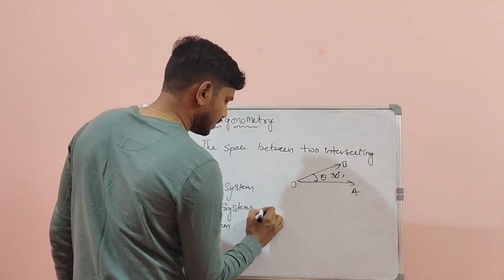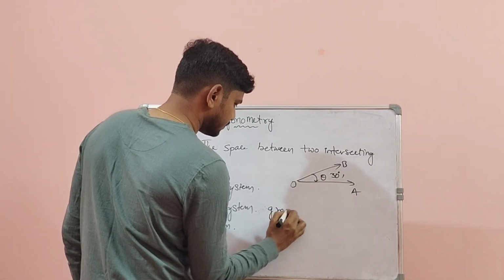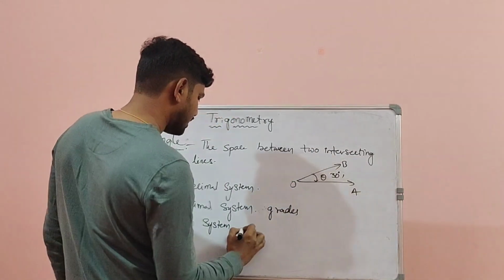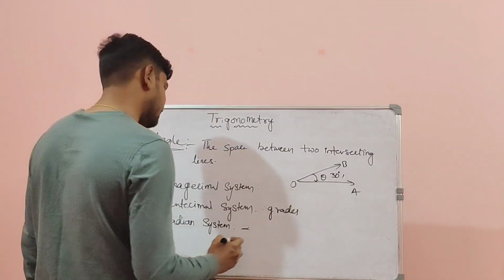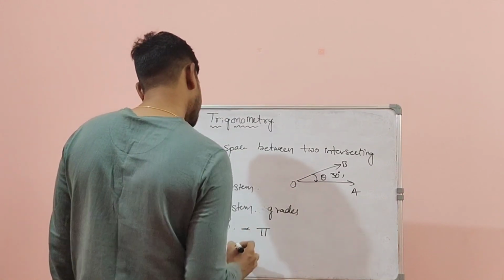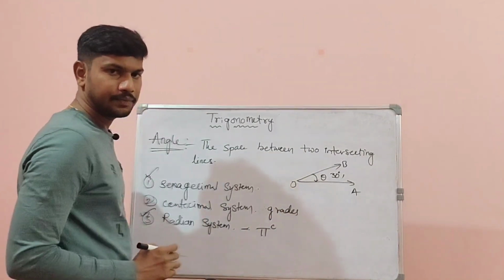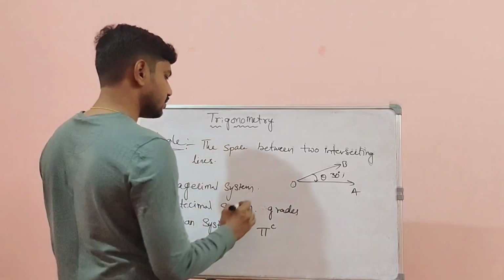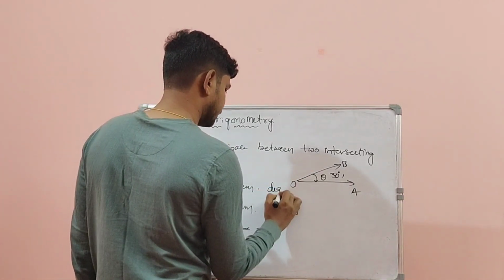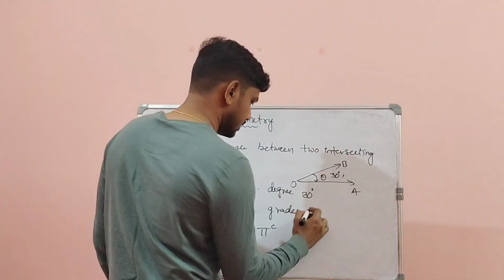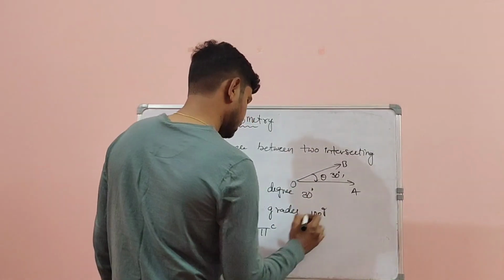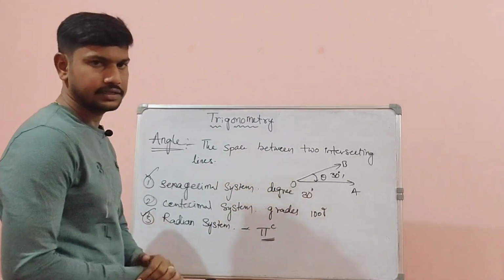In the centesimal system, the angle is measured with grades. And the last system is the radian system. In the radian system, the angle is measured in radians, indicated with pi c, and the sexagesimal system will be represented as degrees, like 30 degrees. Here we say 100 grades, so in this pi radians.